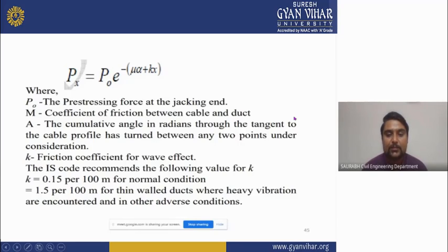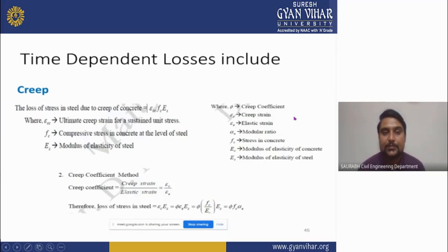The IS code recommends the following values for K. K will be equal to 0.15 per 100 meter for the normal condition, and it will be 1.5 per 100 meter for thin wall duct where heavy vibration is encountered and in other adverse conditions.